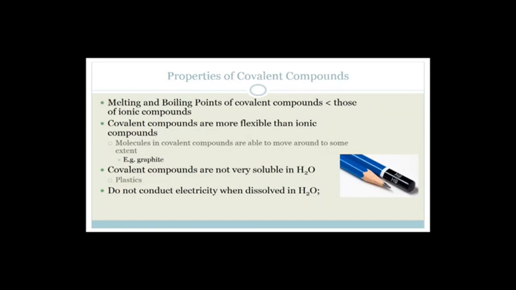Also, they do not conduct electricity when dissolved in water. And there's a reason for this. When you have ionic compounds, let's say we've got NaCl. NaCl breaks up into Na+ and Cl-. That's when it's dissolved in water, so it's got positive ions and negative chloride ions. For electricity to be transferred in a liquid, you need free ions. But covalent compounds don't give off free ions because there's no transfer of electrons. Therefore they don't form ions at all, and therefore they cannot conduct electricity. For example, iodine, which is a pure diatomic molecule and therefore a covalent compound, does not conduct electricity.